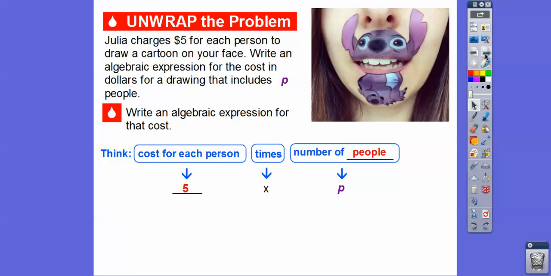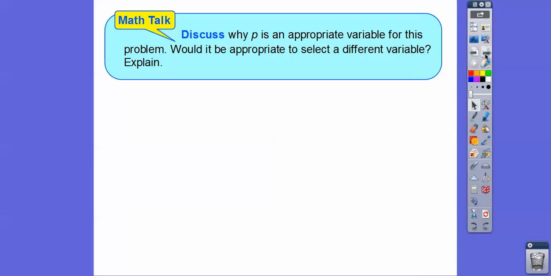So we'll use a multiplication symbol and the number of people. We chose the letter P because of people; P represents people right there. So the cost in dollars is 5 times P, or just 5P. Remember, if there's nothing in between the number and the variable, it's understood to be multiply.